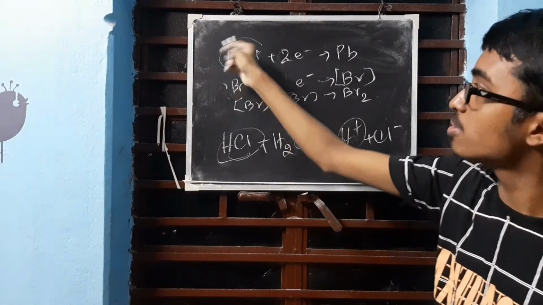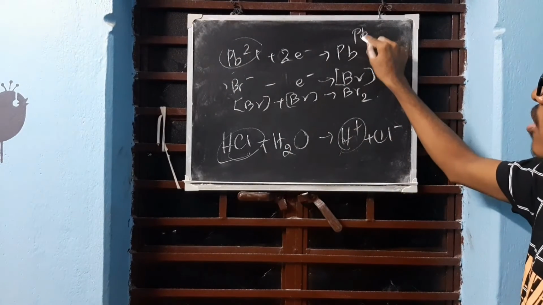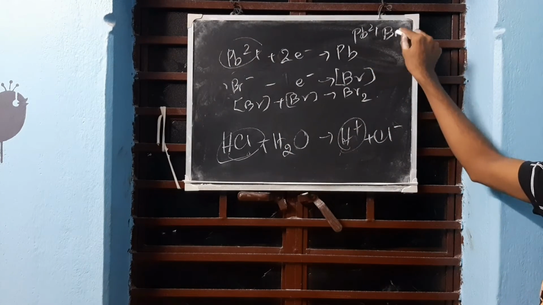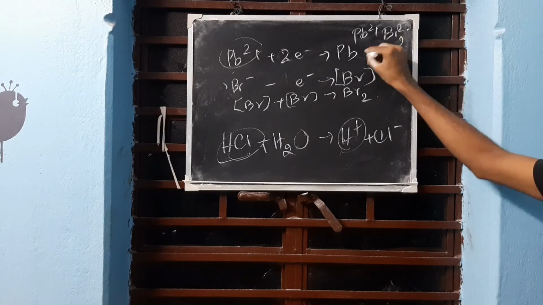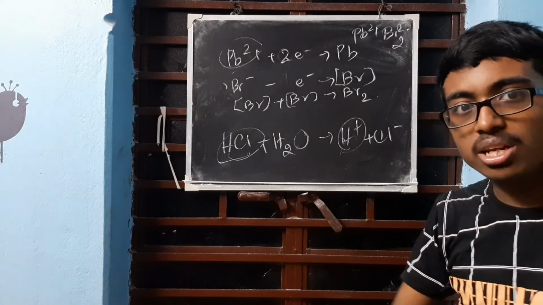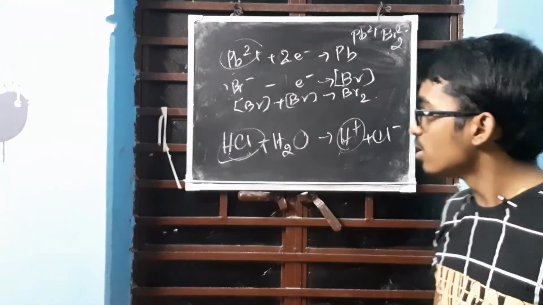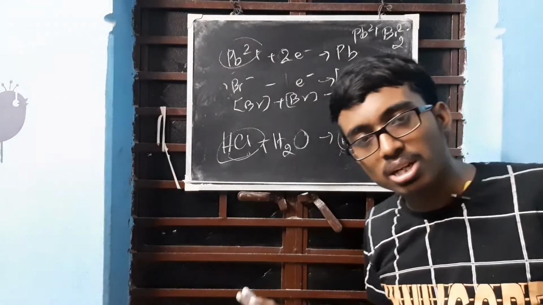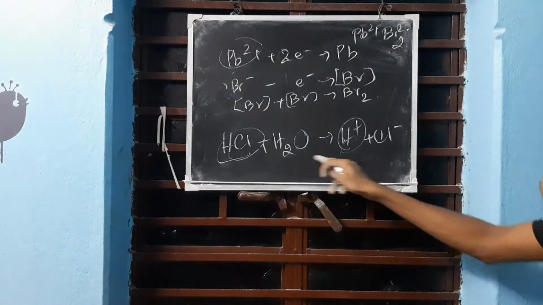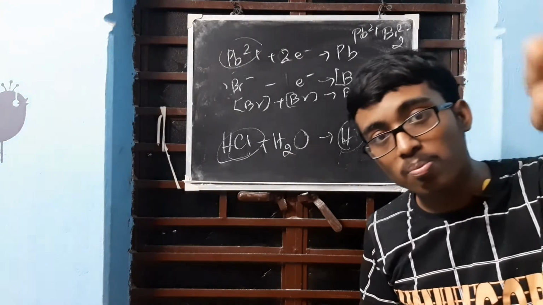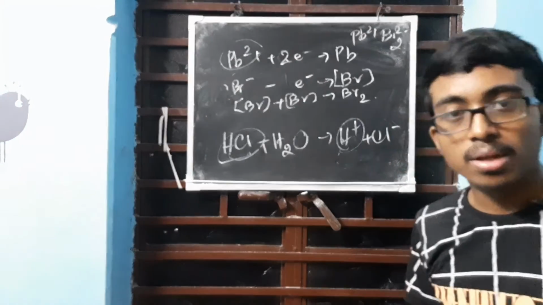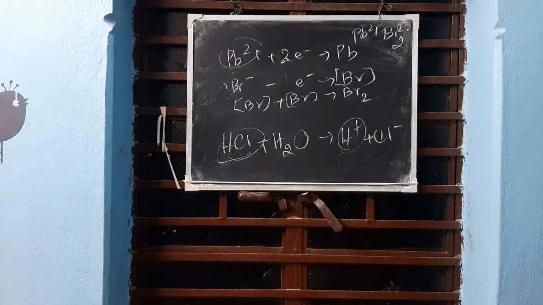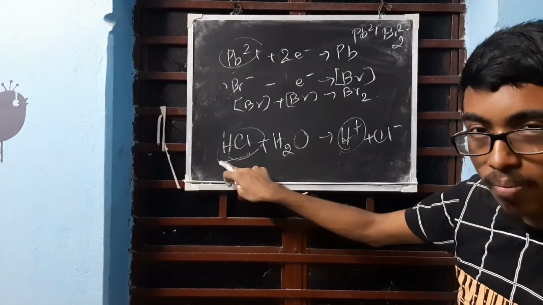But here, initially there are ions present, right? The compound is actually Pb2+ and Br- ions. This is the compound. Initially this is the compound. So there are already ions present in the compound. But here ions are not initially present, they are being formed. Difference point number 1.